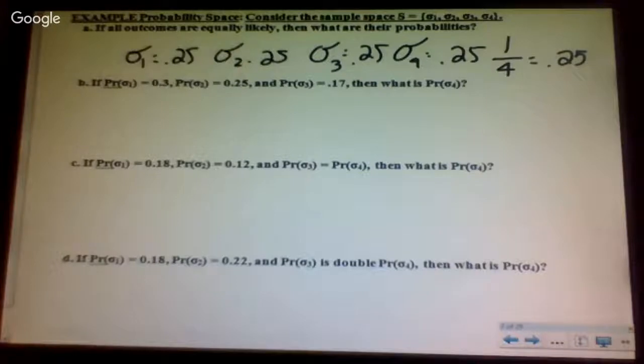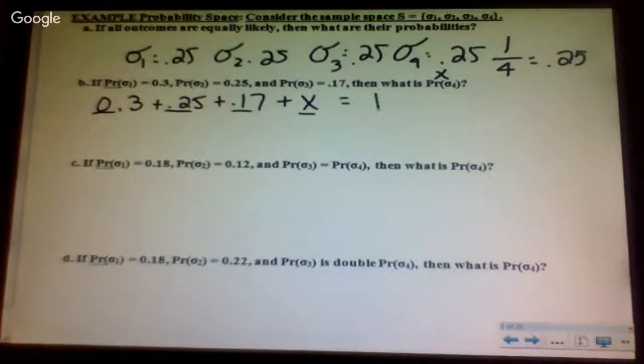Remember, the total has to equal 1. So what can I do here? Add them together and subtract them from 1. Another way we can do this, let's say this is x. This is something we don't know. So the probability of 1, 2, 3, and 4 put together should equal 1. It's the same thing as adding the first numbers and subtracting from 1.